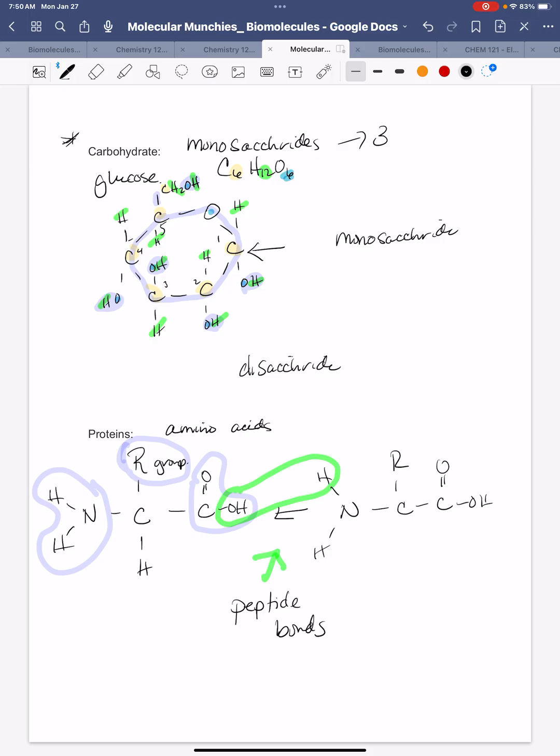So when we eat proteins, we break these down. We break the peptide bonds, and we have to put water back on. When we make proteins in our body, we drop off the water. So again, that water drops off, right? And again, that's a condensation reaction.